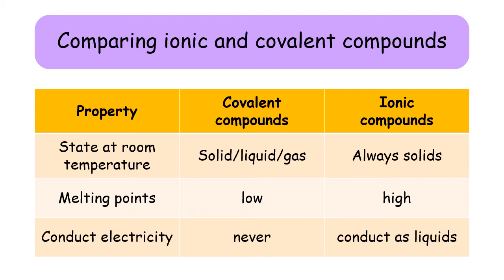And then finally, conducting electricity. Well, covalent compounds will never conduct electricity. Whereas ionic compounds, if you can make them a liquid, they will conduct electricity, but they will not conduct electricity as a solid. So you need to be able to compare those different properties, the melting point, the conductivity, and whether they are a solid, a liquid, or a gas at room temperature.